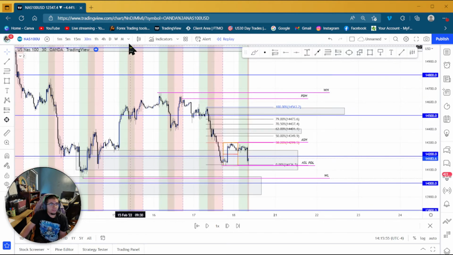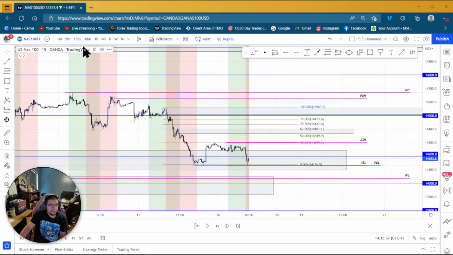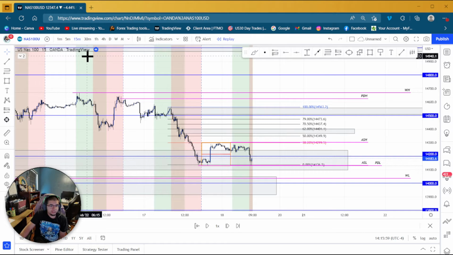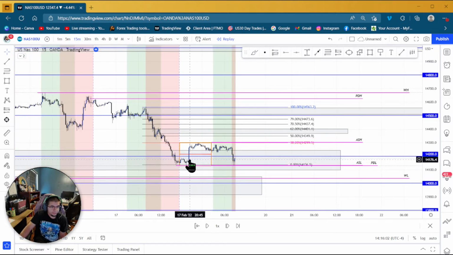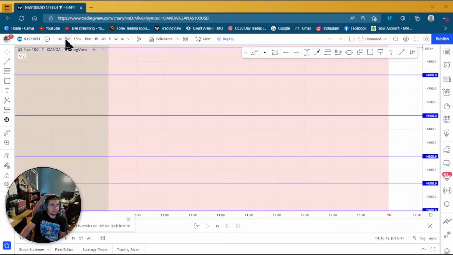So from here, I'm going to go down to the 15-minute chart and see if there's anything interesting. There was this fair value gap that got ran through right here. So, it's 8:45. Go down to the 15-minute.